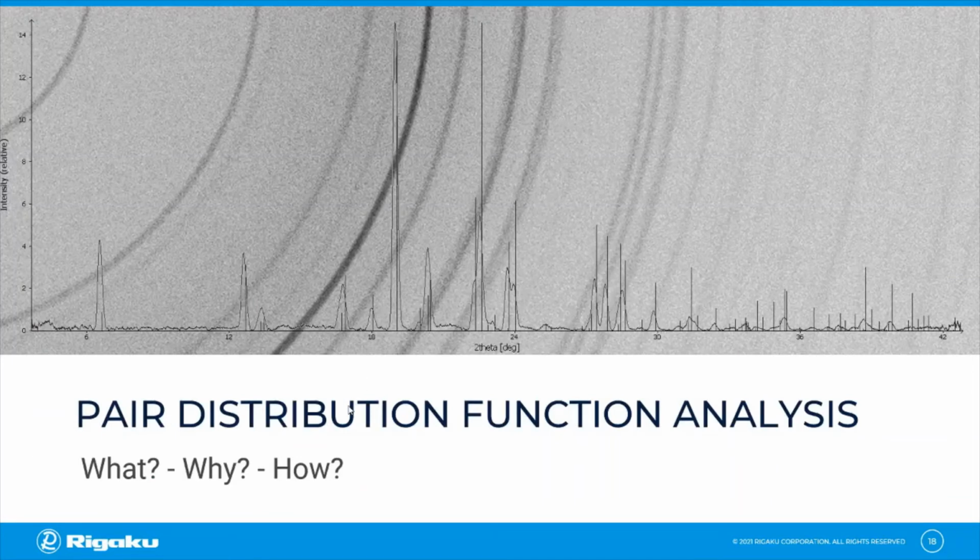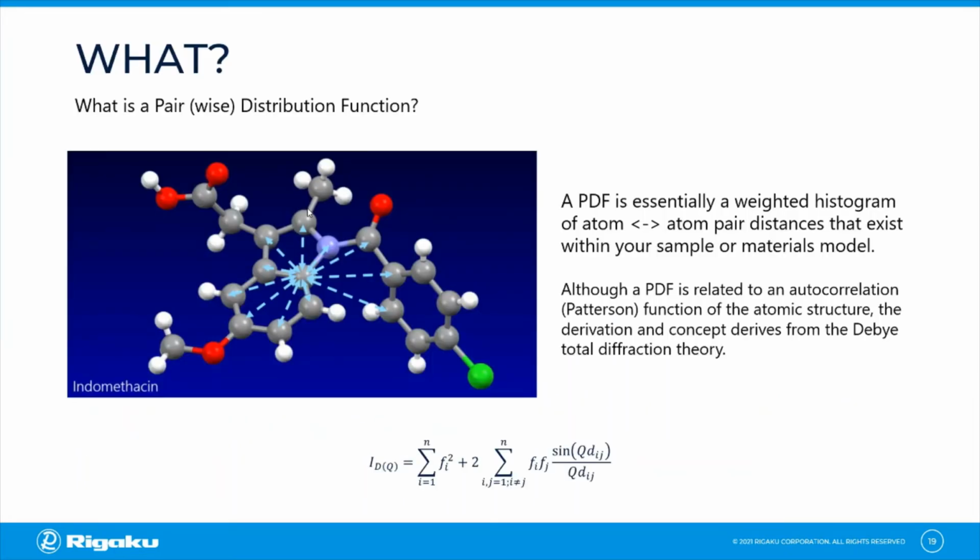The pair distribution function analysis is one of the more demanding applications that you can do with powder data from your single crystal instrument. What is a pair distribution function? A PDF is essentially a weighted histogram of atom-atom pair distances that exist within your sample or material model. Although a PDF is related to the autocorrelation Patterson function of the atomic structure, the derivation and concept derive from the total scattering theory.